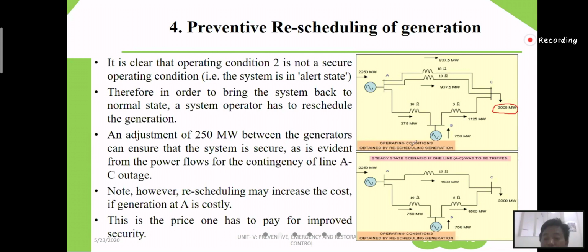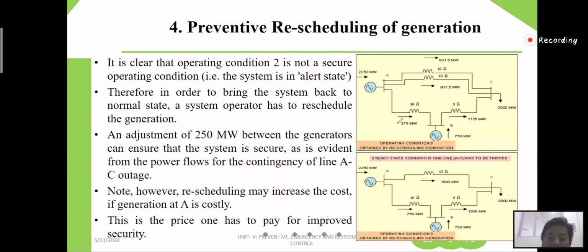So now let's try a readjustment and assume that this generator is not only generating 2000, but has the capability to generate more. In the earlier case we assumed 1000 here, so you subtract 250 and adjust. Instead of 2000 you make it 2250 megawatt, and here you reduce 750 by 250.